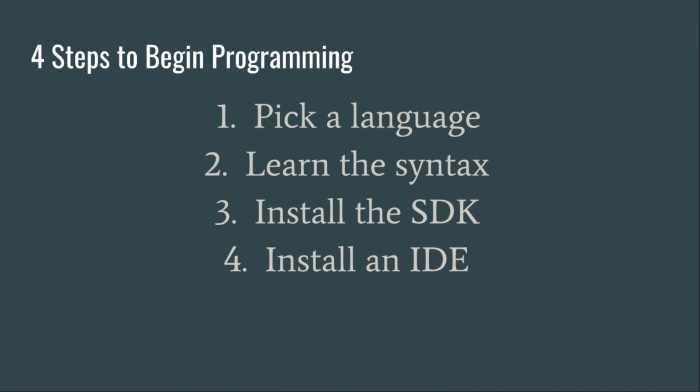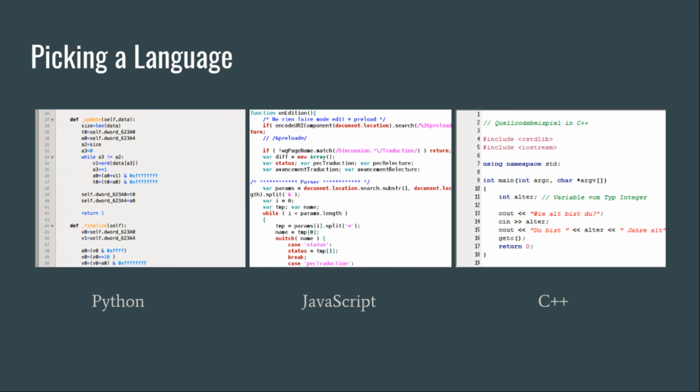The third step is to install the SDK. We will talk about that later. And the fourth step is to install an IDE, which again, we'll talk about that later. So let's get into picking a programming language. Here on the screen, I have 3 programming languages. These are 3 popular programming languages that are used all over the world for different applications.